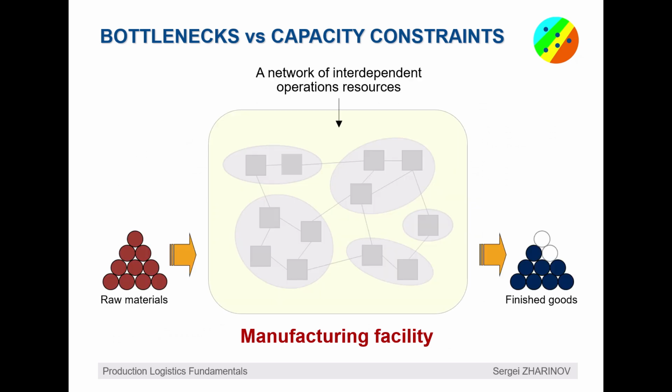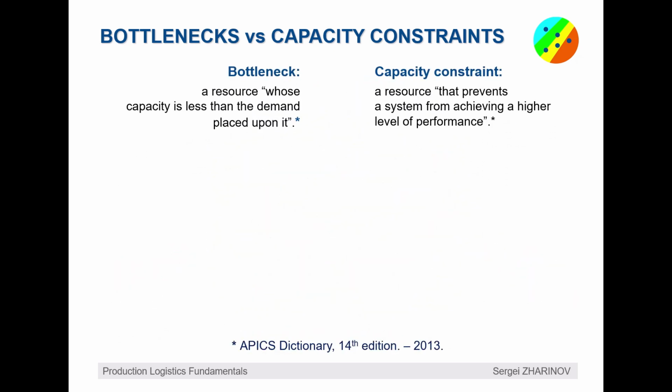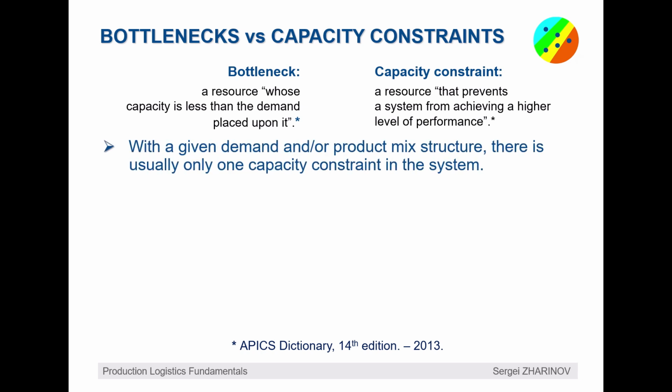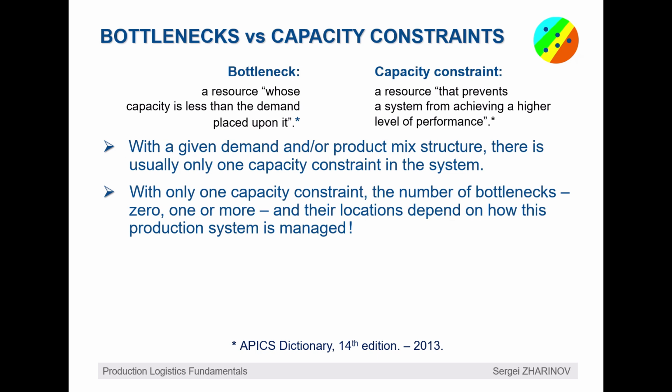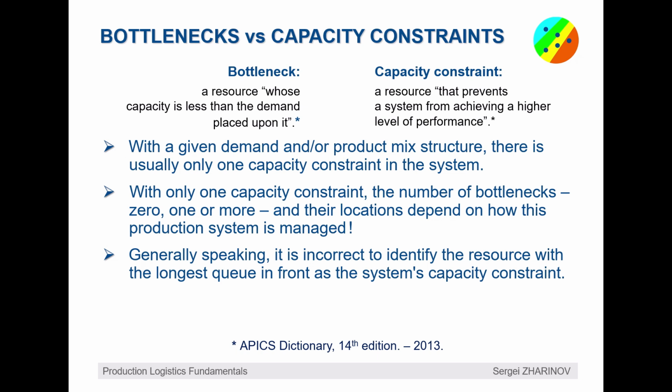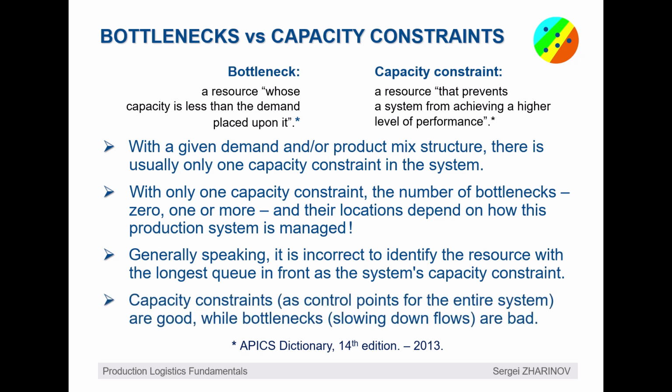Well, summing up all the above, let's formulate the following takeaways. With a given demand and product mix structure, there is usually only one capacity constraint in the system. With only one capacity constraint, the number of bottlenecks, 0, 1 or more, and their locations depend on how this production system is managed. Generally speaking, it is incorrect to identify the resource with the longest queue in front as the system's capacity constraint. Capacity constraints as control points for the entire system are good, while bottlenecks, slowing down flows, are bad.